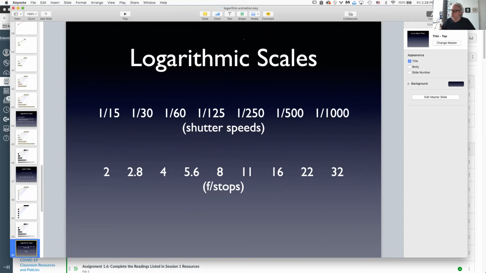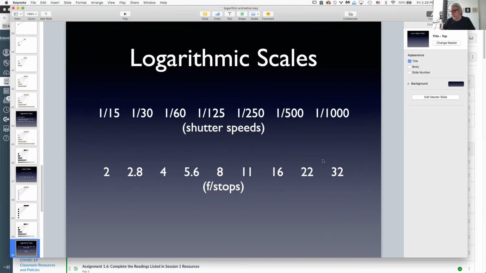What is the relationship between f-stops? What is the difference in 2 and 2.8 in terms of the amount of light? 1 full stop. And how much is that? Double the light or halving the light, correct? If I go from 2 to 2.8, am I letting in more light or less light? Less light. Right, so it's half the light, correct? And then if I go from 2.8 to 4, it's half again.